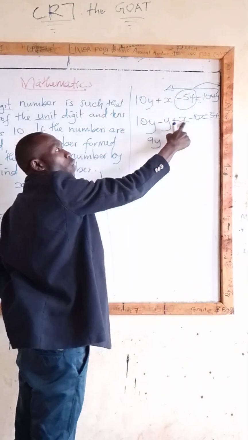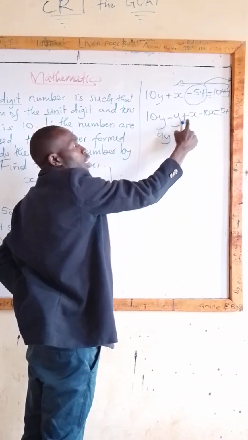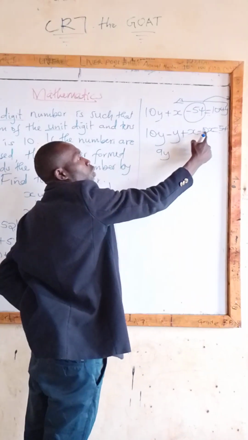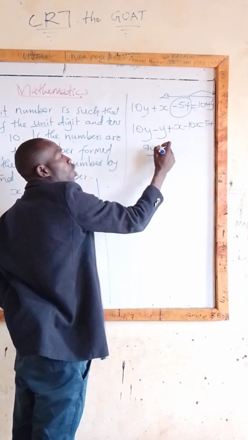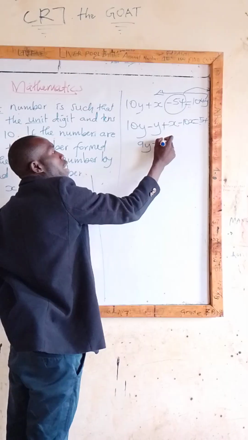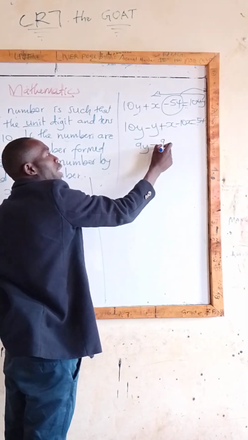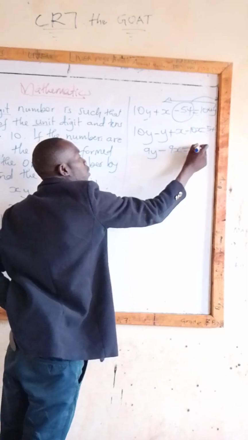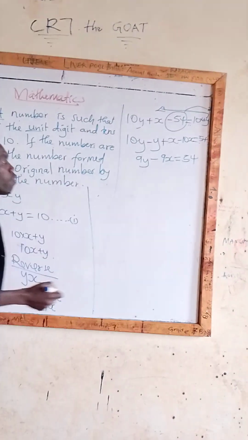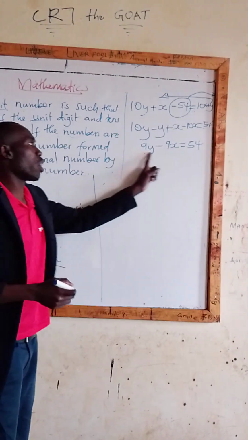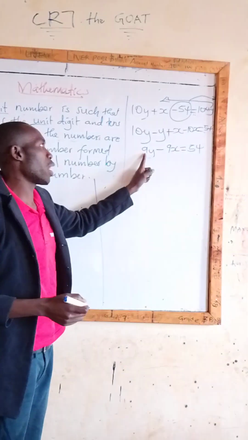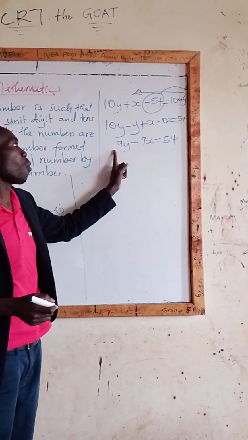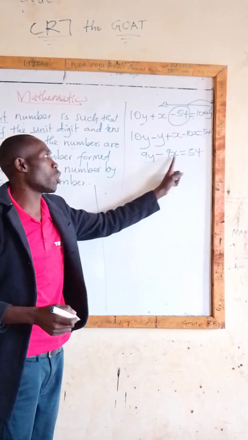It's like I have 1, because this is 1x, then another 1. I have 1, then I take 9, which means I will be having 9x, which is equal to 54. So if you look at the numbers themselves, you can do something called simplification, where we have 9y minus 9x equals 54. We see that 9 is common in all the numbers. 9 is common here, 9 is common here, 9 is common here.